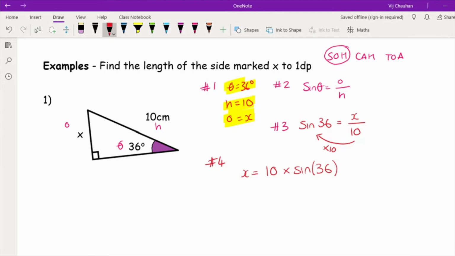If there's no number, you come out with a syntax error or a math error on your calculator, because it only works when you've got a number in front of it. So now if I type in 10 times sine 36, before I type that into my calculator, you want to make sure that you're not typing sine 36 times 10.